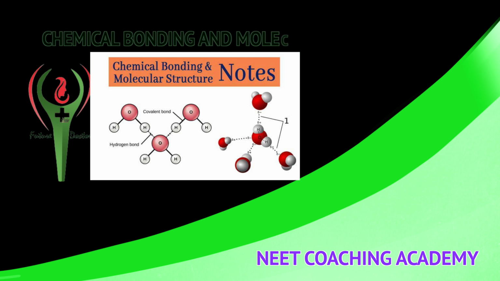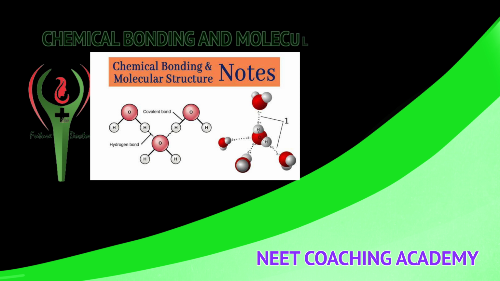Now we are going to look into the Kossel-Lewis approach to chemical bonding. In 1916, 2 scientists, Kossel and G.N. Lewis, explained the chemical bond in terms of electrons. They pictured atom in terms of a positively charged kernel and outer shell electrons that could accommodate a maximum of 8 electrons.